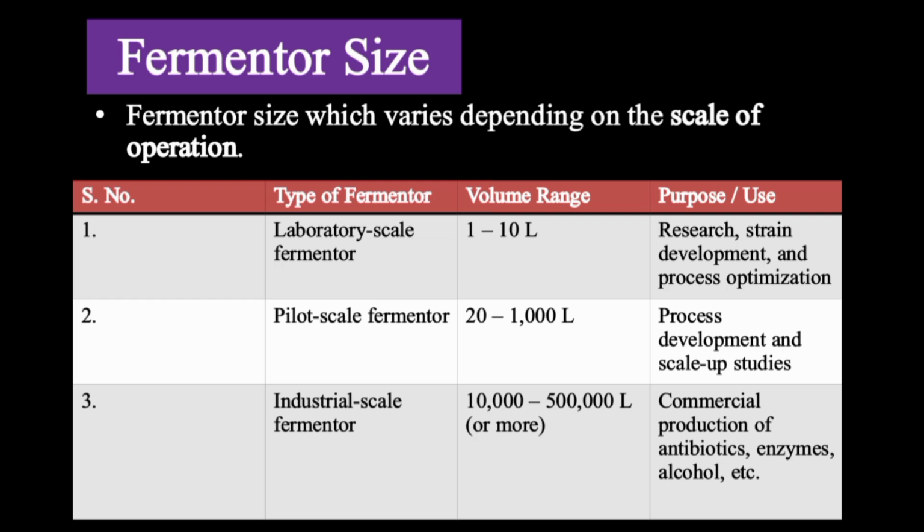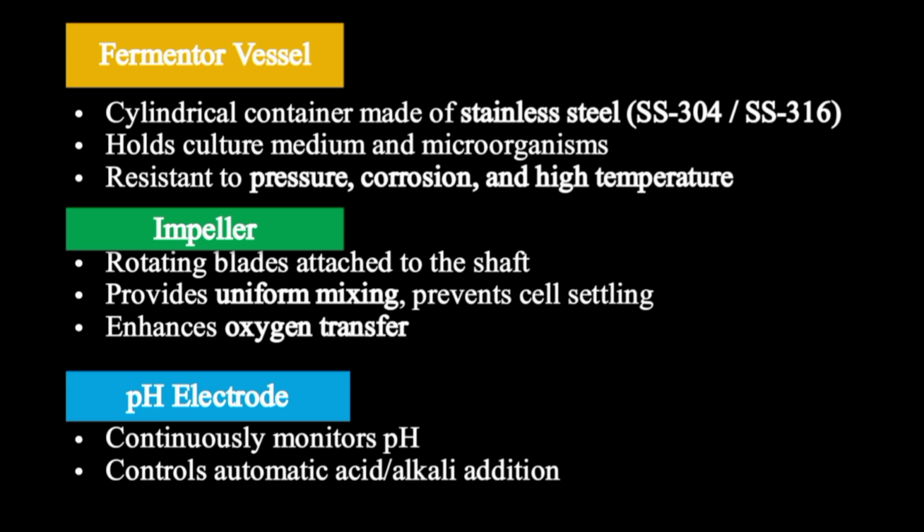Third is the industrial scale fermentor. Its volume ranges from 10,000 to 5 lakh liters or more. It is used for commercial production of antibiotics, enzymes, alcohols, etc. Fermentor vessel. It is a cylindrical container made of stainless steel. It holds the culture medium and microorganisms. It is also resistant to pressure, corrosion and high temperature.